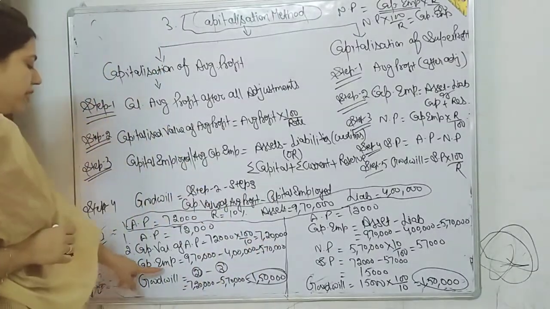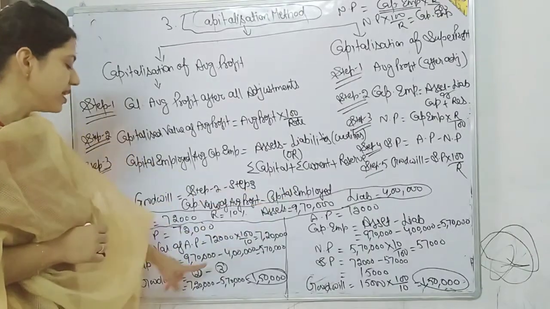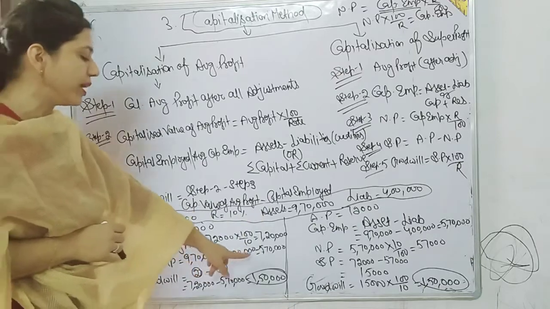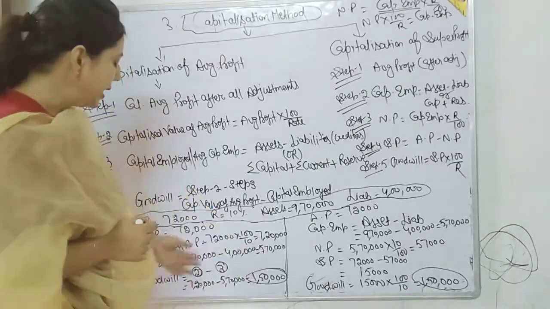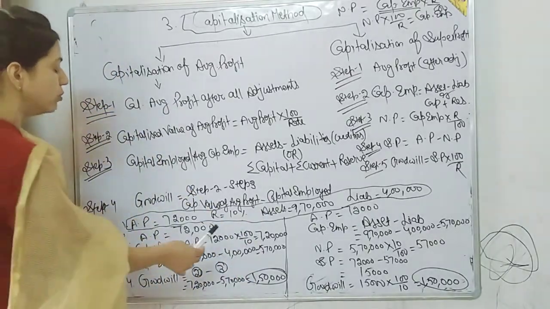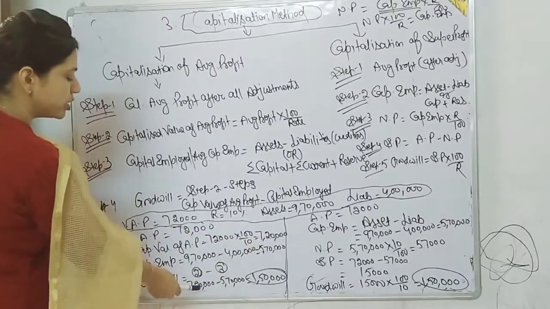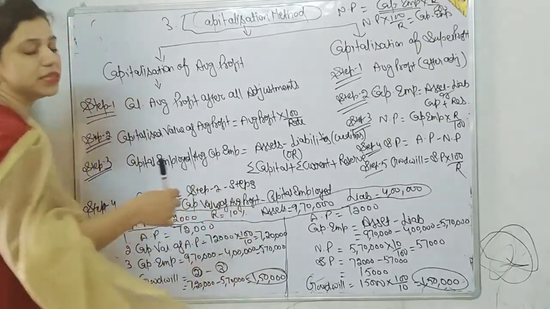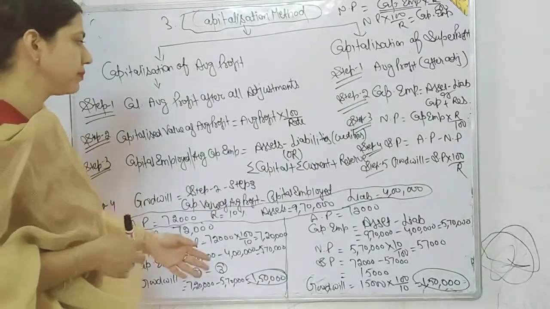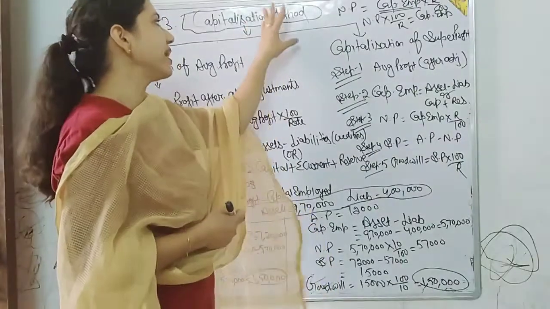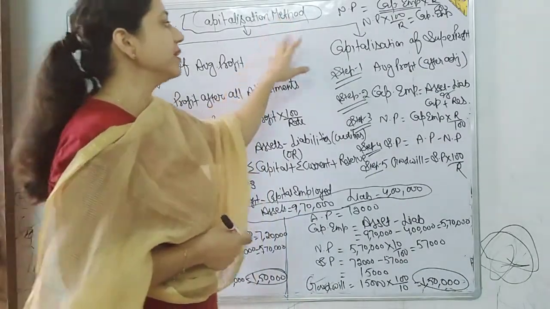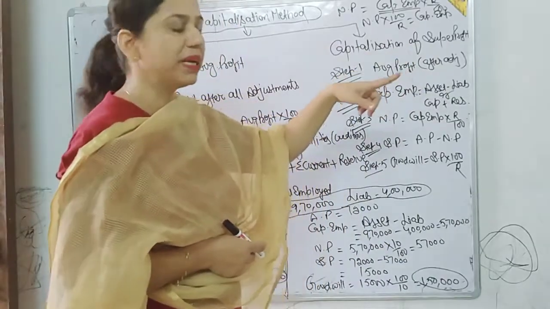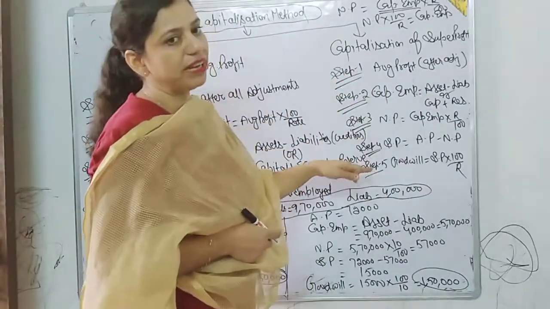Third one is capital employed. Assets and liabilities are given, means assets minus liabilities, 970 minus 4 lakh, 5,70,000. And the last step, goodwill is equal to capitalized value of average profit minus capital employed. So 1,50,000 is the amount of goodwill. Now we have the second part of this method, that is capitalization of super profit. How will it be calculated? Again we have 5 steps.